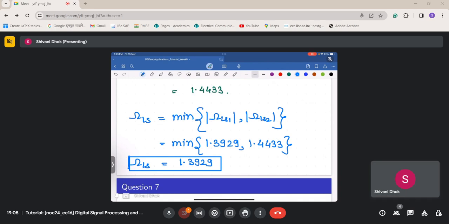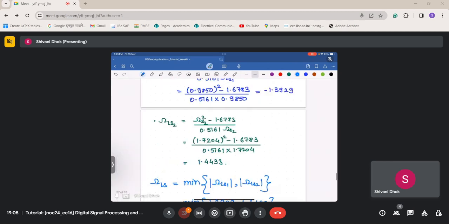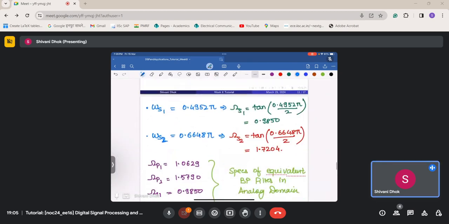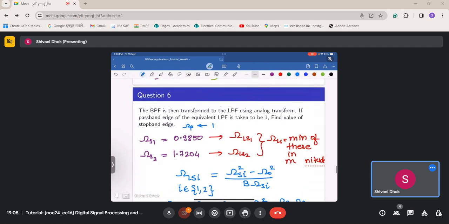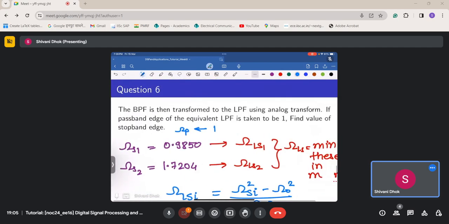Madam, can you show the sixth question again? Sixth question, just to read out. Yeah. So it says that if band pass filter is transformed to low pass filter using analog transform, if pass band edge of equivalent low pass filter is taken to be 1, find the value of stop band edge. Good. Okay, madam. Any other questions?